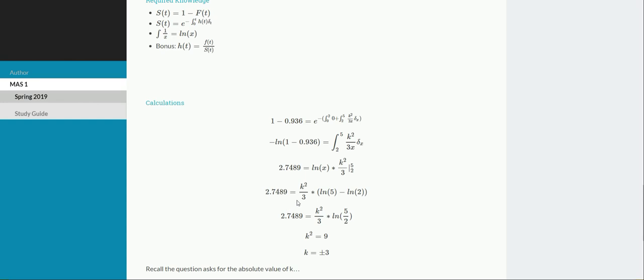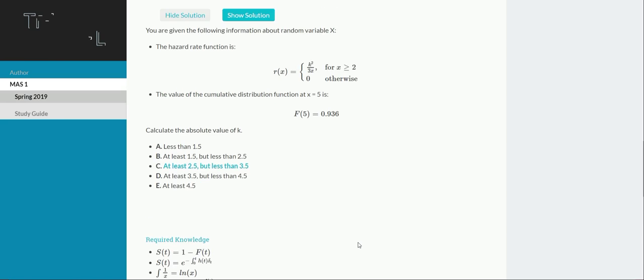We multiply both sides by 3, and then divide both sides by the natural log of 5 over 2, and we just get 9. K squared equals 9, so k equals plus or minus 3. This is why the question asks you to take the absolute value, so that there aren't more than one correct answers. The absolute value of -3 gives you 3, and the absolute value of 3 gives you 3, so it doesn't matter which one you picked, you should get 3 either way. Scrolling up, we see that falls in the range specified by C, so that is our final selection.